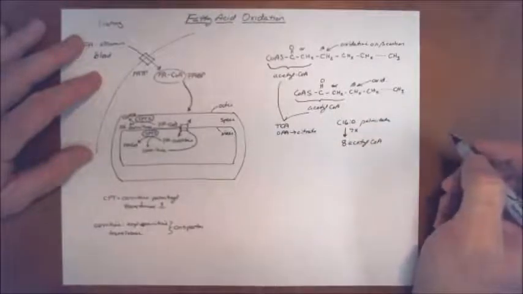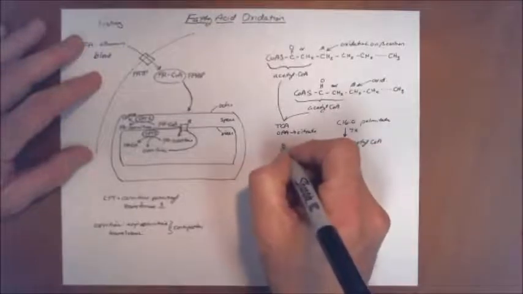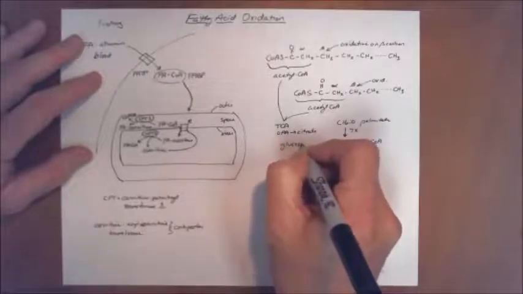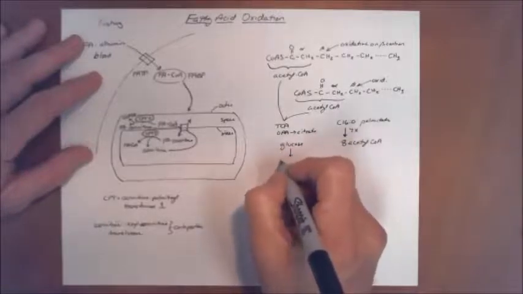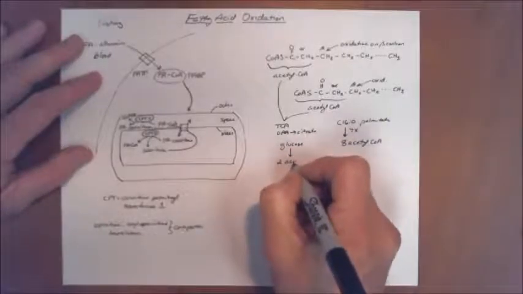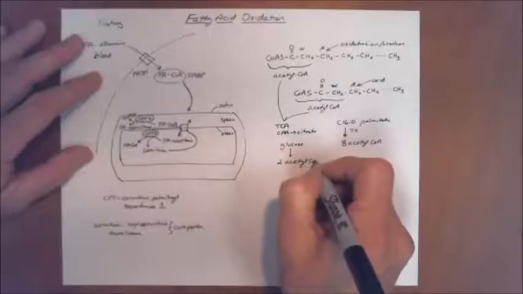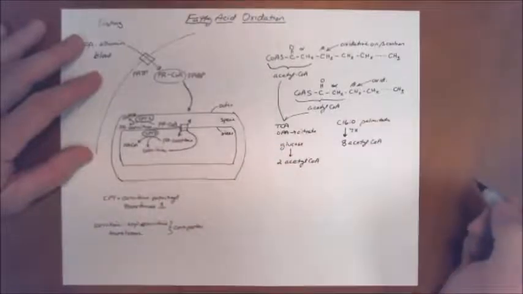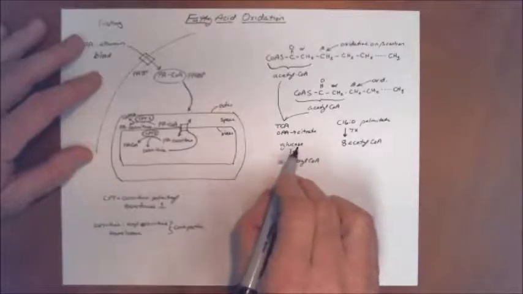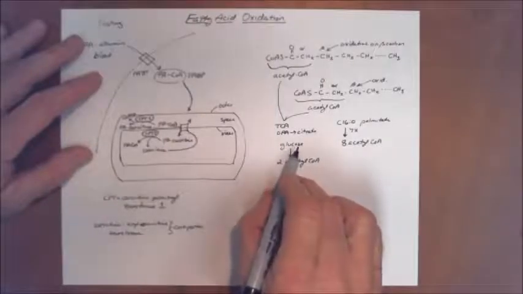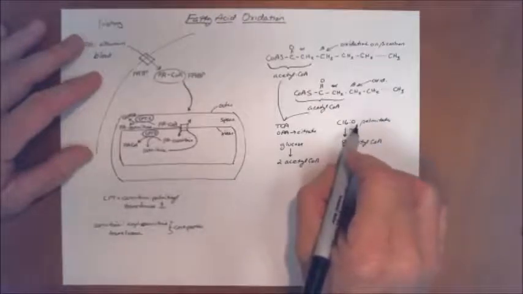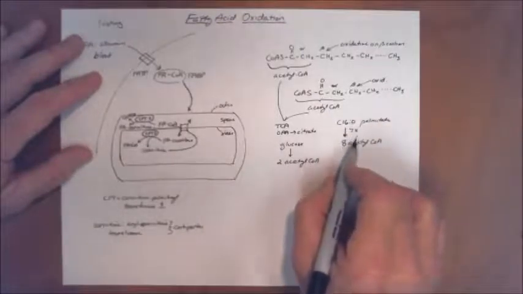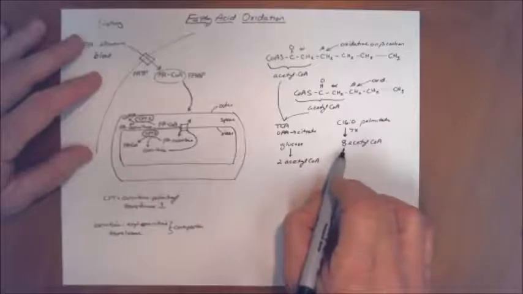Compare this to glucose, which will generate, in the end, 2 acetyl-CoAs. So 1 molecule of glucose generates 2 acetyl-CoAs. 1 molecule of C16 fatty acid will generate 4 times as much energy.